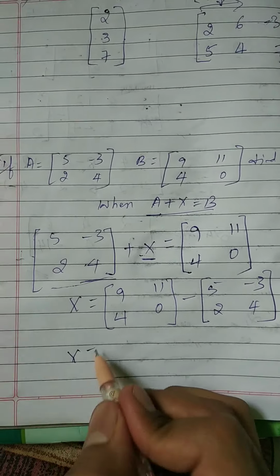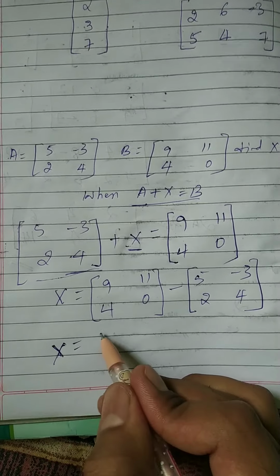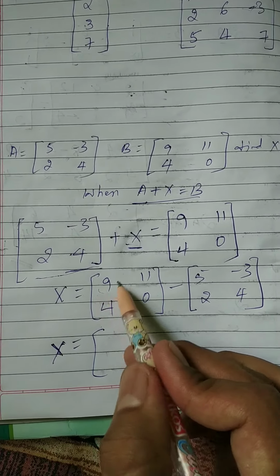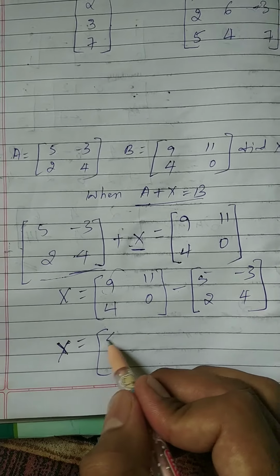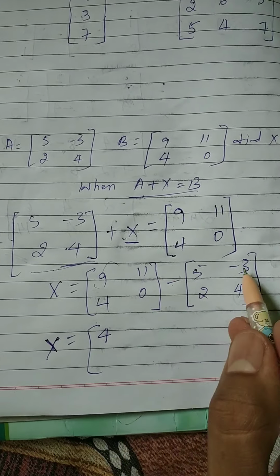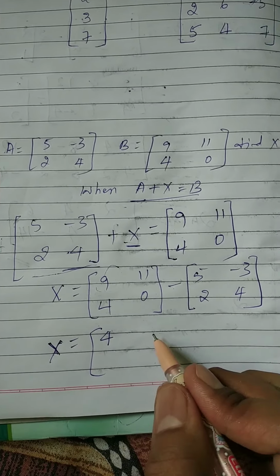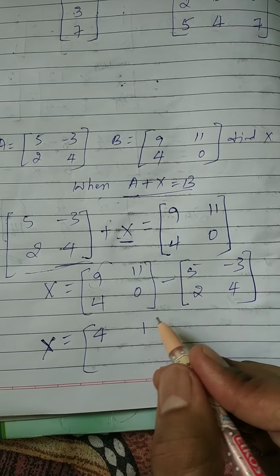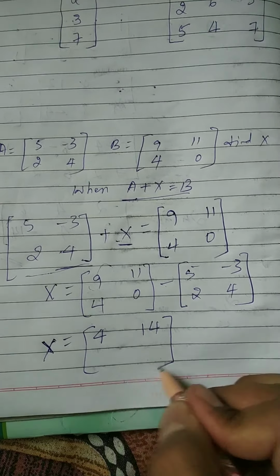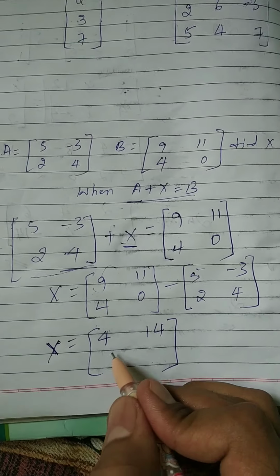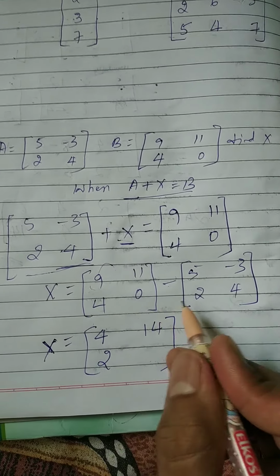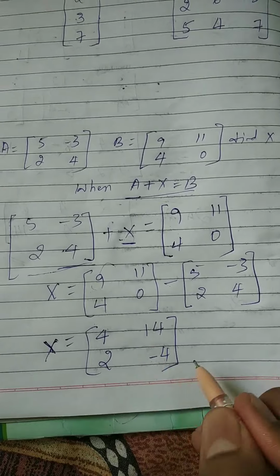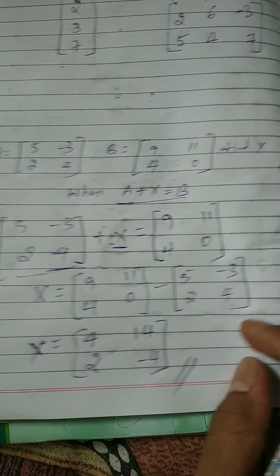Now we know the rule of subtraction. What is the rule of subtraction? We subtract the corresponding elements. 9 minus 5, so that goes 4. 11 minus of minus 3 is 11 plus 3, so that is 14. Then 4 minus 2 is 2. And 0 minus 4 is minus 4. So this is our X.